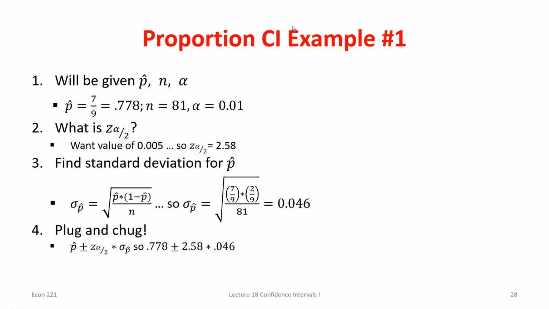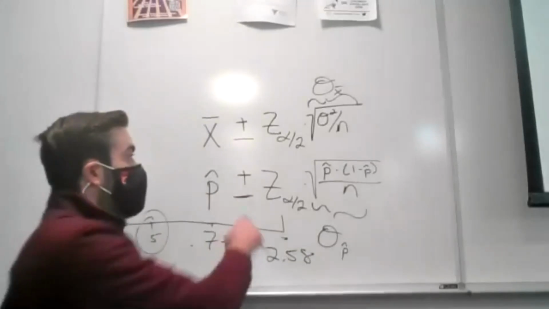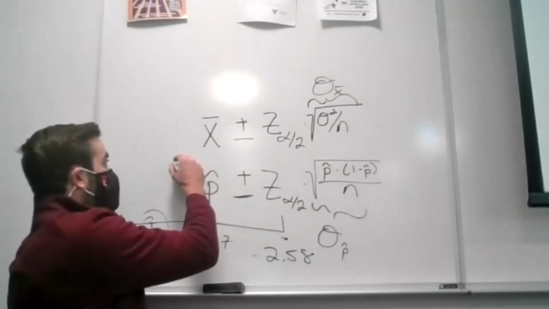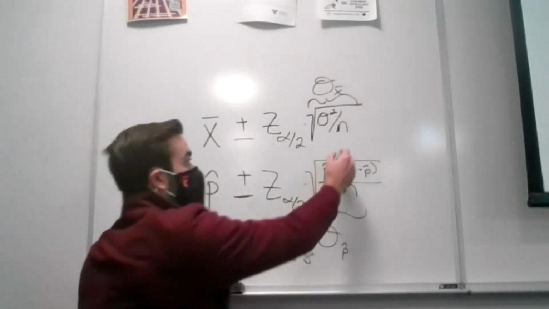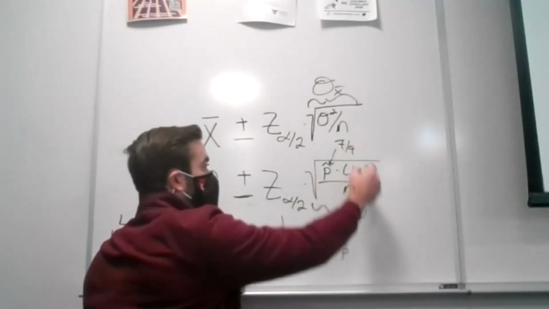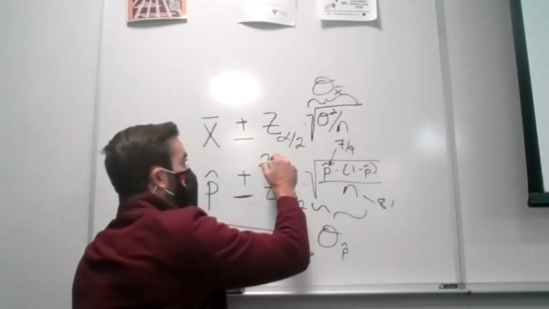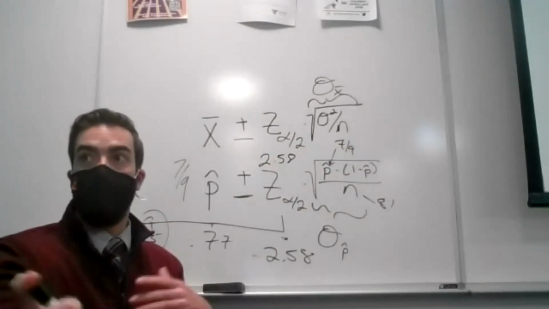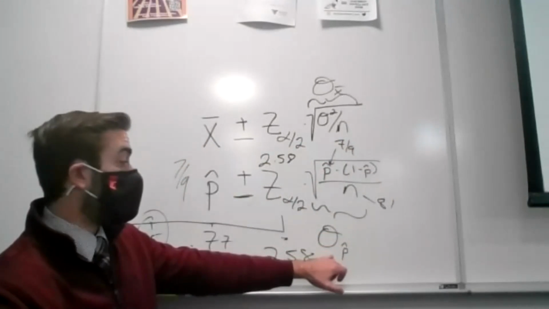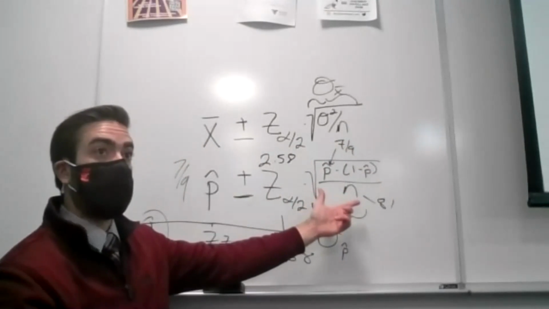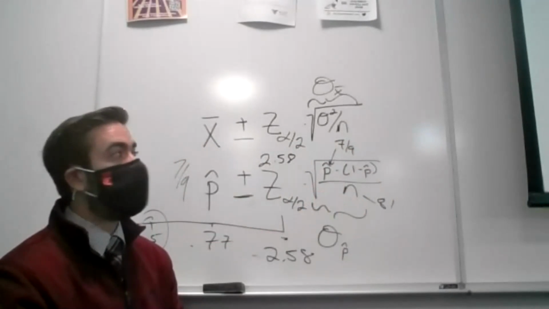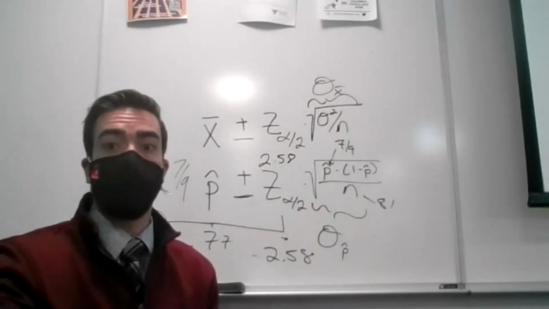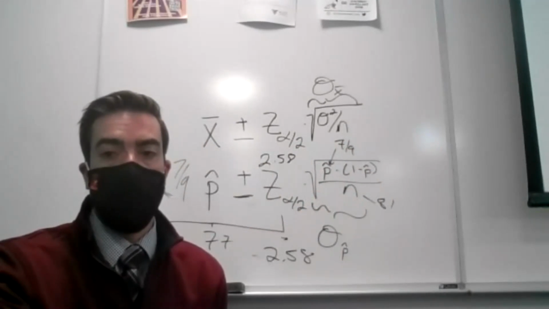Now I could have done this all on one line, right? Like here, I could have plugged in 7/9 here, 7/9 here, 81, 2.58, and done this all at one time. Or I can break it down and calculate first the standard deviation of my sample proportions, which I know is equal to this equation. Whichever way is easier for you to solve these problems, that's fine.